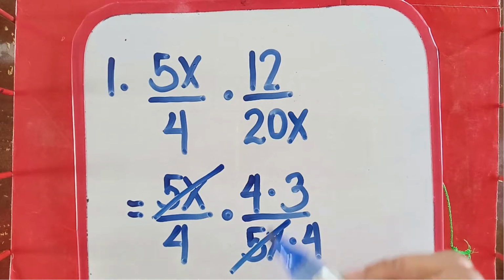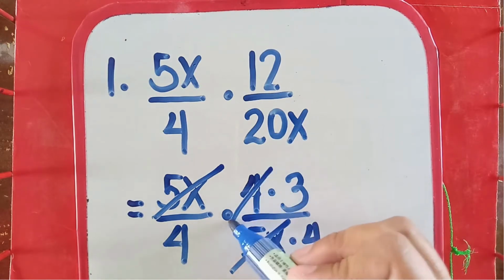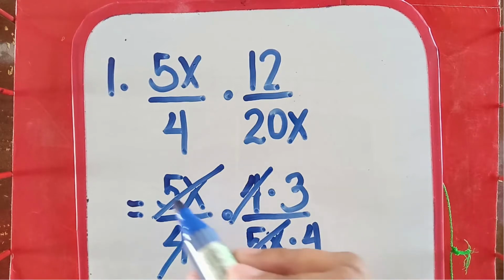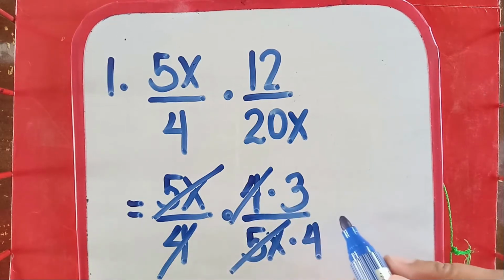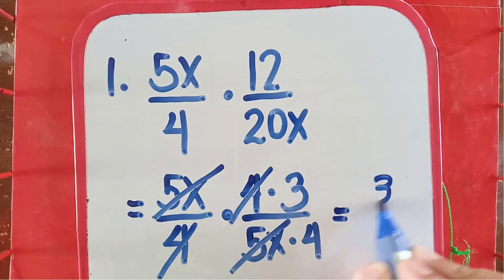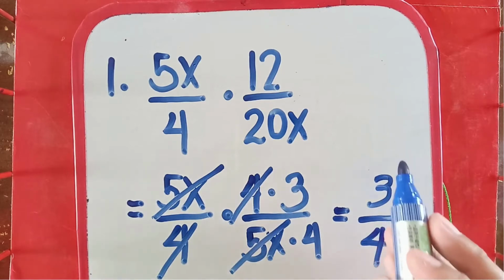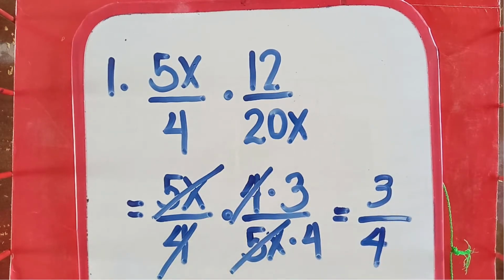Another factor. Okay? So we have common factor 4. And then the remaining factor in the numerator is 3. And then the remaining factor in the denominator is 4. So our answer is 3 over 4.